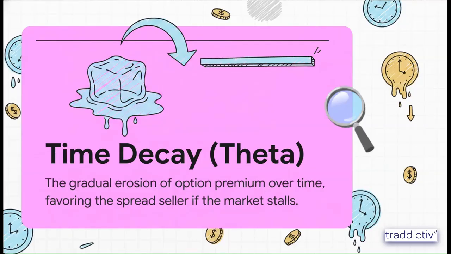Imagine time decay is like a melting ice cube on a hot day. Every single day that passes, the options you sold lose a little bit of their time value. So if the market just stalls out and sits there right under resistance, those options lose value simply because time is passing. And you? You get to keep that premium.